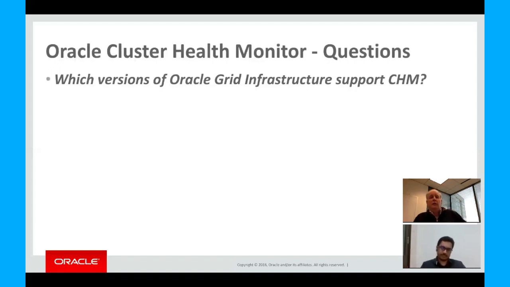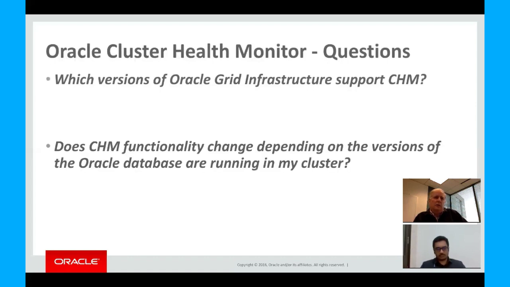I see. Okay, so it's been around since 11.2, which is quite a few years. So does CHM functionality, even though it's hosted within the grid infrastructure, care which versions of the database are running in my cluster? No. CHM functionality should be independent of the Oracle database that's running. CHM is just a monitoring entity, and it runs in a separate home, the GI home. So it should be completely independent of the Oracle database.